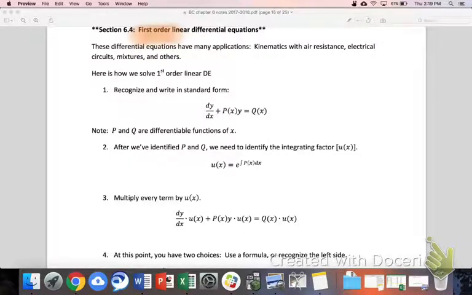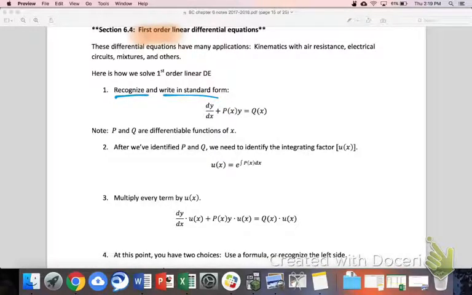And so here is what we do. The first thing we've got to do is recognize what we have, and try to write it in what we call standard form. Standard form is the derivative plus some function times y, and that function needs to be linear. That's why it's called first order linear. So p of x needs to be linear. It'd be some function in terms of x, or perhaps just a constant, times y equals some other function in terms of x. So this would be standard form.